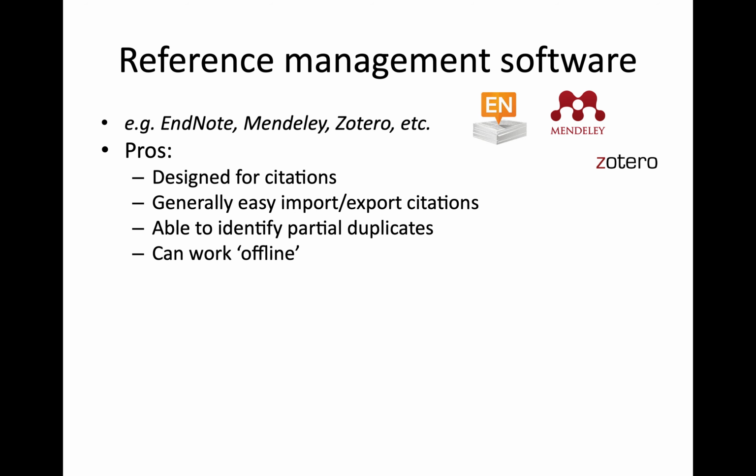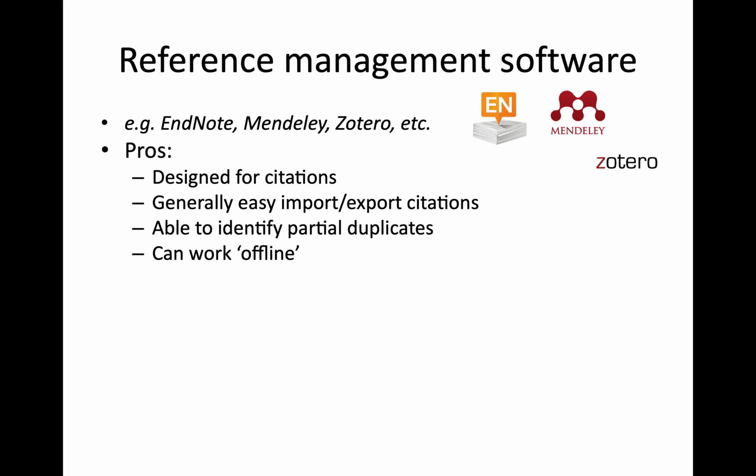The second piece of software that many people will still be familiar with is reference management software. So for people who write research articles, often we'll cite as we write, or we'll include citations in our articles using some software like EndNote or Mendeley or Zotero. And the advantages of these platforms are that they're designed for citations, unlike spreadsheets. So they're designed to hold bibliographic information. It's generally pretty easy to import and export citations, which is not quite the case with spreadsheets. It's also pretty easy to identify partial duplicates in some of these softwares, unlike spreadsheets.